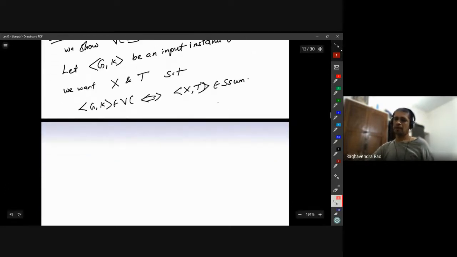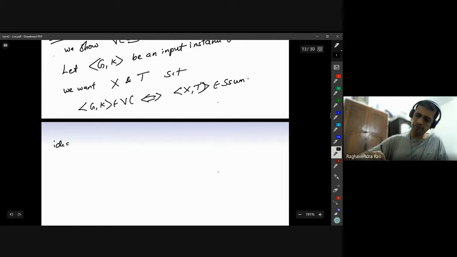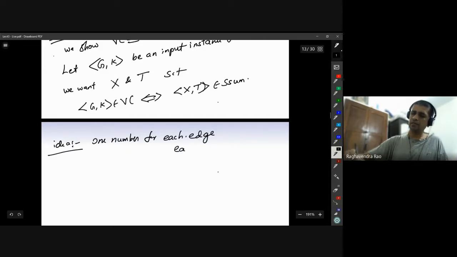Once you see this reduction it looks simple, but it's very non-trivial to come up with. It's not that straightforward, unlike the ones that we have given in the exercise, which are pretty much straightforward reductions. So here what we do is basically obtain encodings. So the idea: one number for each edge, every edge gets a number, and one for each vertex.